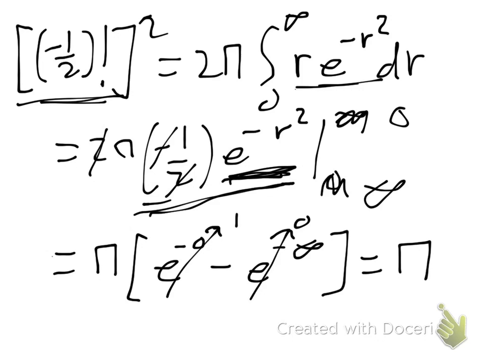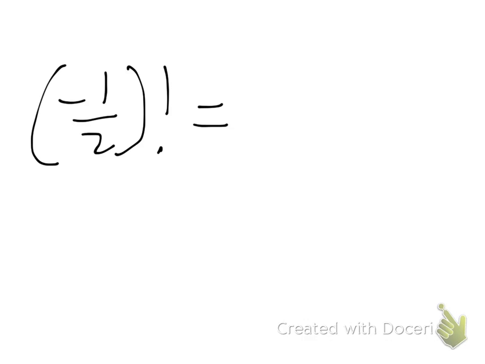So if we just take the square root of both sides, we get the astonishing result that the factorial of -1/2 is equal to the square root of pi. Wow. Now that is crazy.